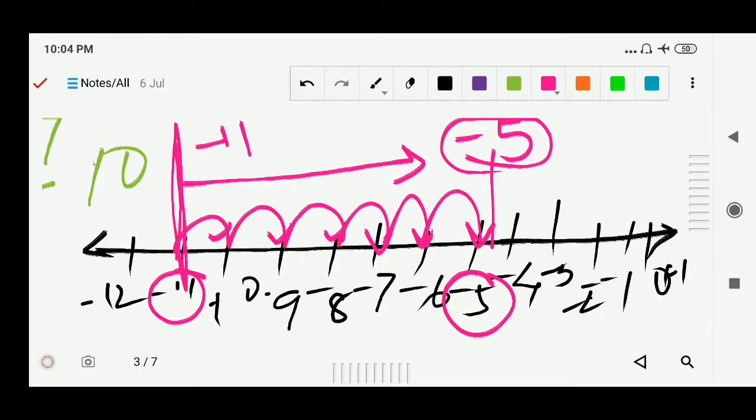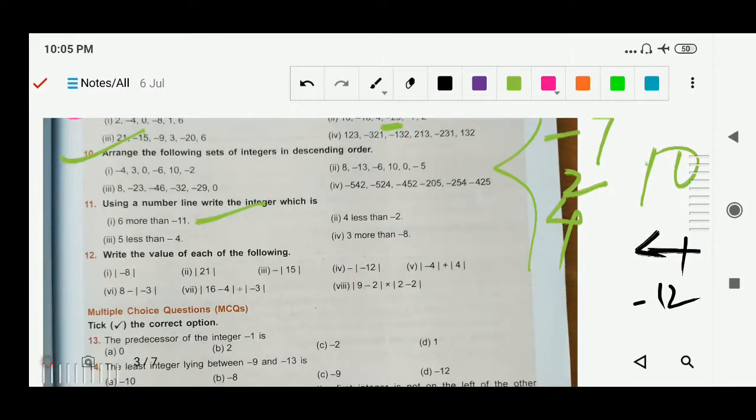Using this number line, you have to mention and find the more than or less than, whatever is there. If it is less than, then you have to move to the left side. If it is more than, then you have to move to the right side. Understood? Okay, next question number 12, which is write the value of each of the following.